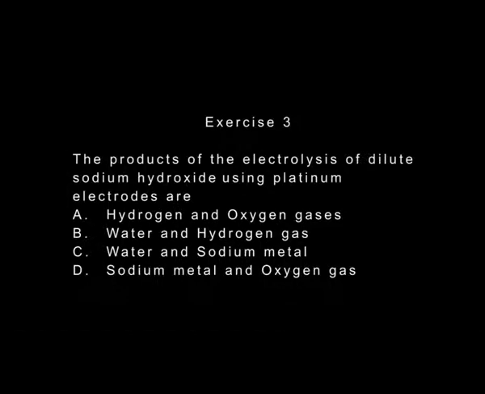Exercise 3. The products of the electrolysis of dilute sodium hydroxide using platinum electrodes are A. Hydrogen and oxygen gases, B. Water and hydrogen gas, C. Water and sodium metal, and D. Sodium metal and oxygen gas. The correct answer is option A. Hydrogen and oxygen gases.